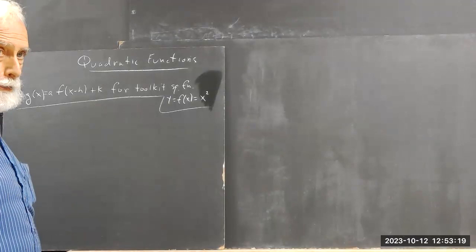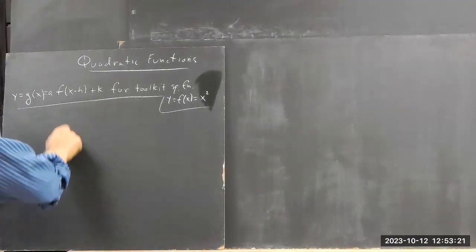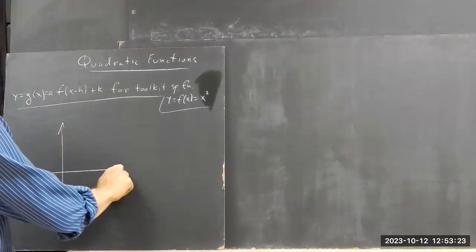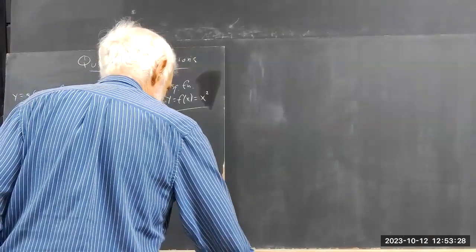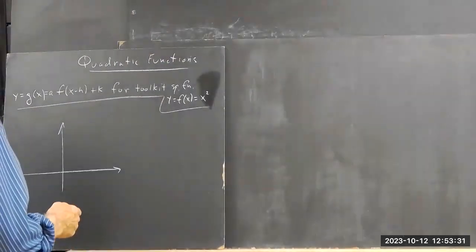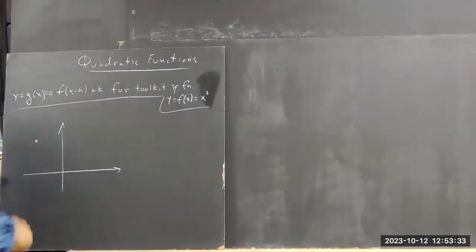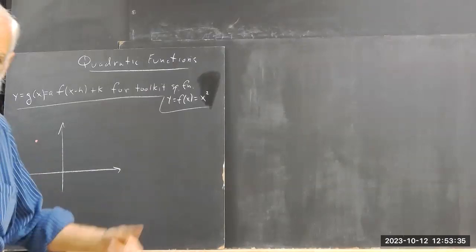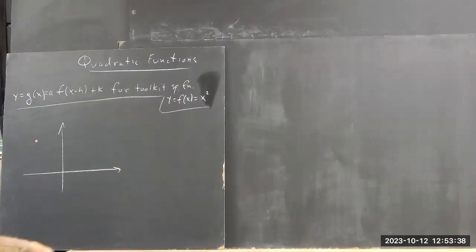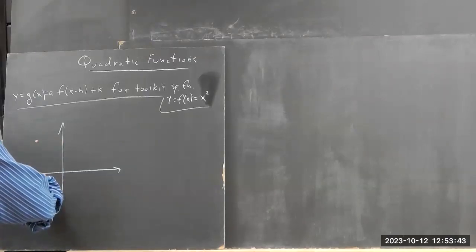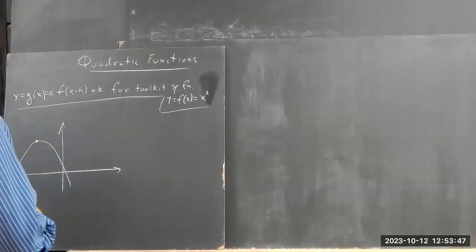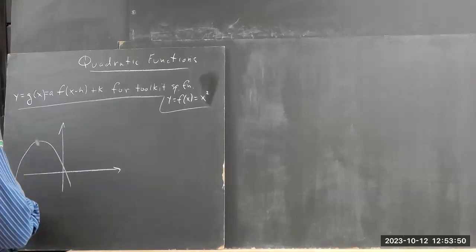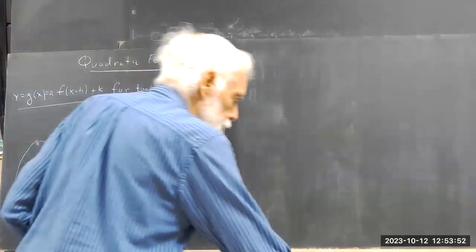Well, your toolkit squaring function has a vertex, so any quadratic function has a vertex. I'm going to represent the vertex as usual by a red dot, to remind you of the toolkit squaring function. Then I'm going to draw a parabola. I should have drawn the parabola and then put in my red dot, and make it sloppy.